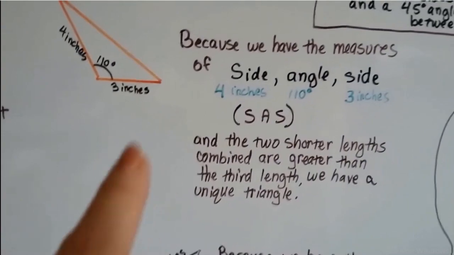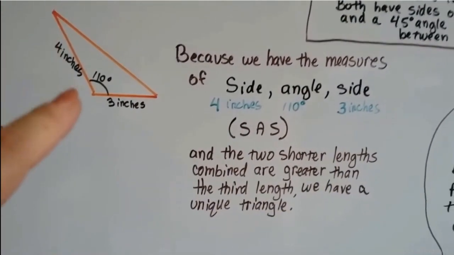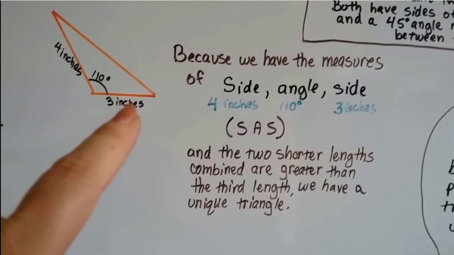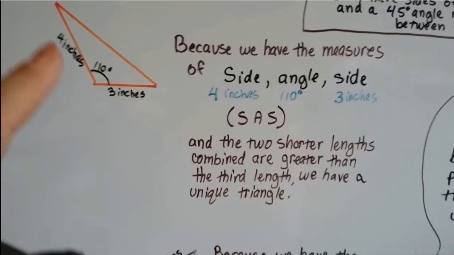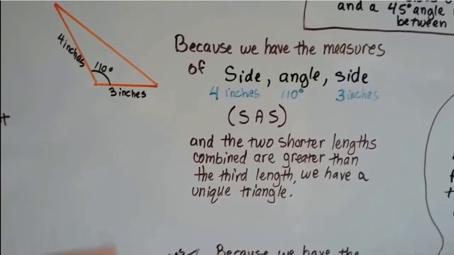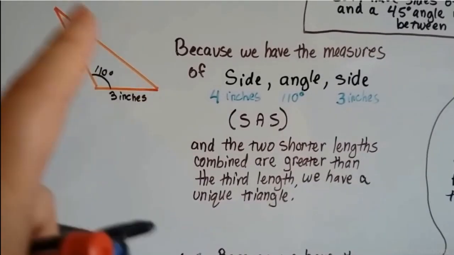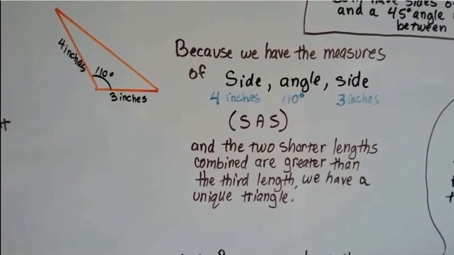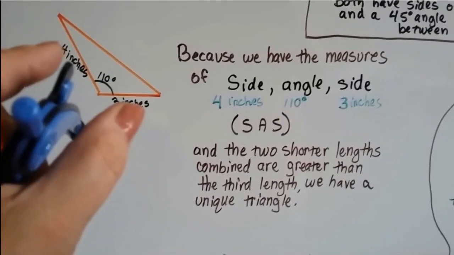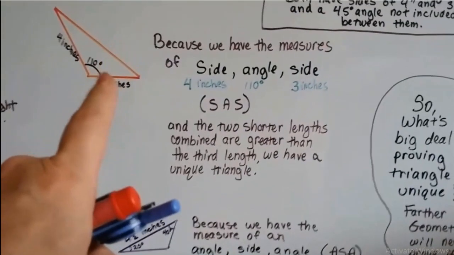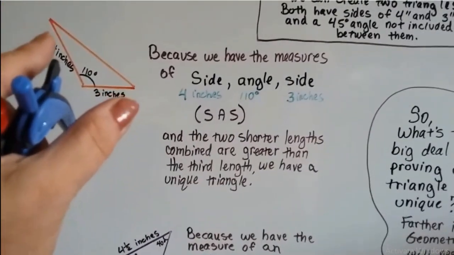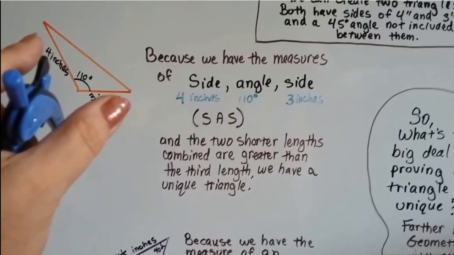All right. How about this one? Because we have the measures of a side, angle, side: 4 inches, angle 110 degrees, side 3 inches, SAS, side angle side. The combined two shorter lengths, the 4-inch and the 3-inch, are longer than this third side. We know it's a unique triangle. You can see that these have to be longer together than this one side, right? And that 110-degree angle is helping them to prove that they are longer together, okay?